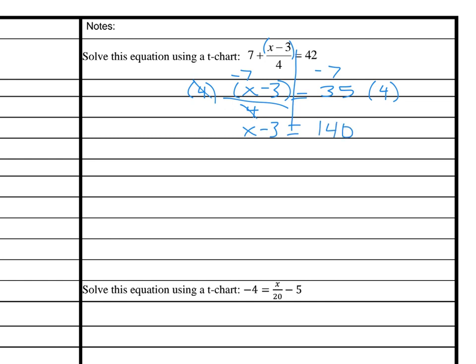Feel free to use your calculators. And now x minus 3, to get rid of a minus 3, I add 3 to both sides, so x equals 143. Remember, it's a good idea to check your answers to make sure you're doing it correctly. If I plug 143 back in with substitution and I check it, I will get 42 equals 42. So I know that x equals 143 is correct.